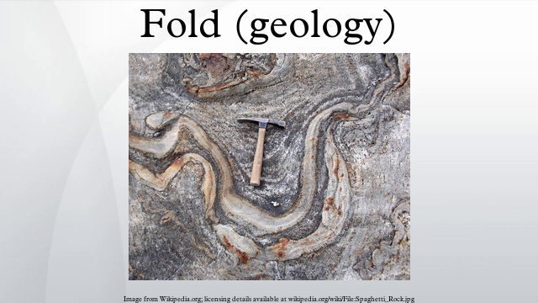Fold symmetry. Not all folds are equal on both sides of the axis of the fold. Those with limbs of relatively equal length are termed symmetrical, and those with highly unequal limbs are asymmetrical. Asymmetrical folds generally have an axis at an angle to the original unfolded surface they formed on.